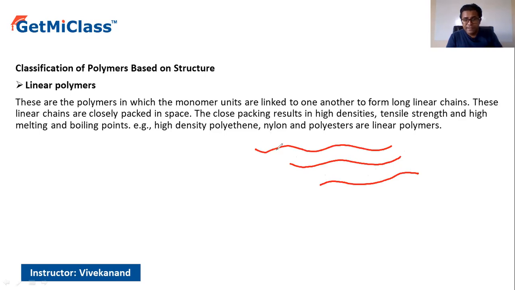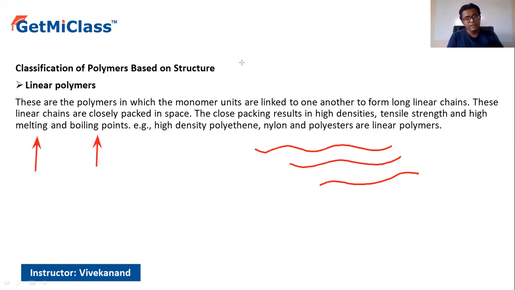Now, due to the chain-like structure, these are closely packed. As these are closely packed, what is going to happen? These are going to result in very high densities. Remember this, these are going to have a very high density. These are going to have a greater tensile strength. Due to this, it will have an effect on its melting point and boiling point. That is, it is going to have a greater melting point and a greater boiling point.